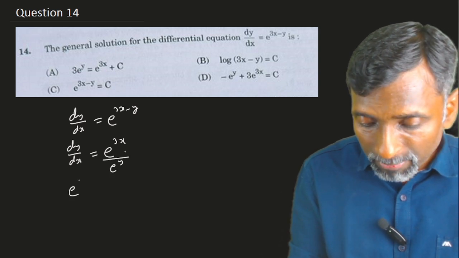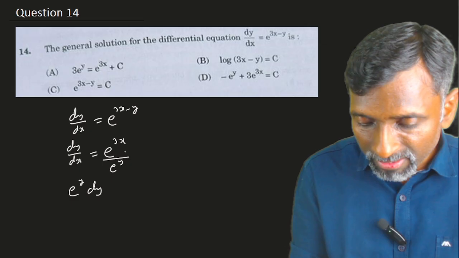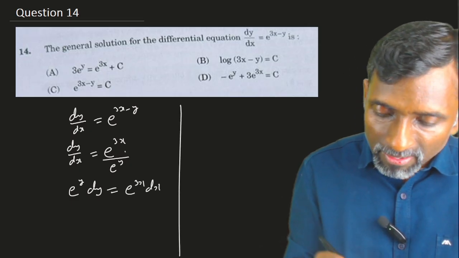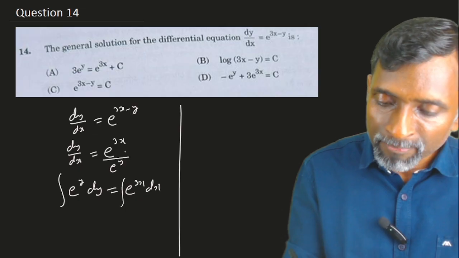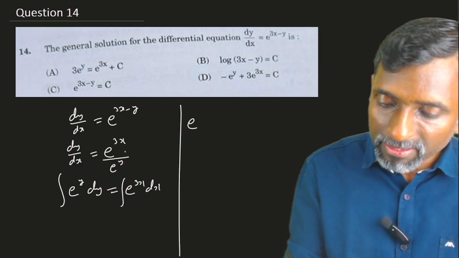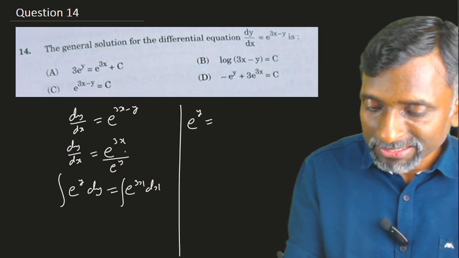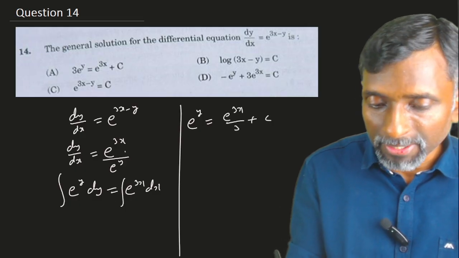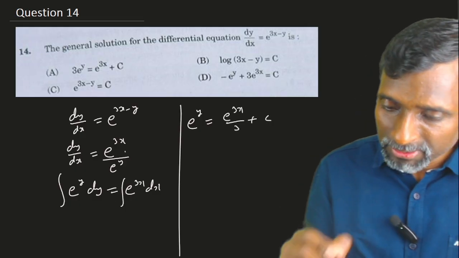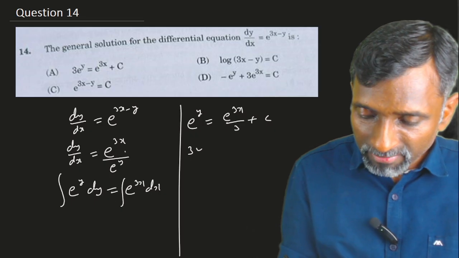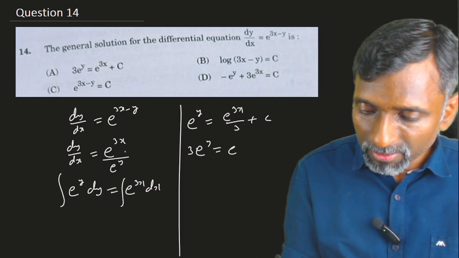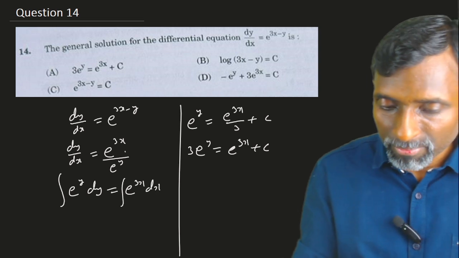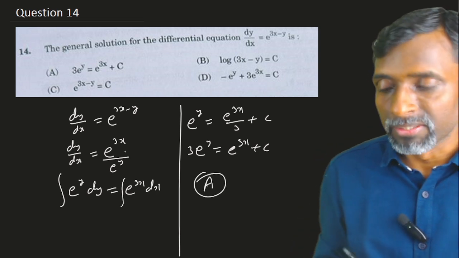After cross multiplying, we are getting e to the power y dy is equal to e to the power 3x dx. Now, if we integrate both sides, it can be written as e to the power y is equal to e to the power 3x by 3 plus c. According to the options, if we cross multiply it, it is 3 e to the power y is equal to e to the power 3x plus c. 3c can also be written as c. So option number A is the correct answer into this, right?